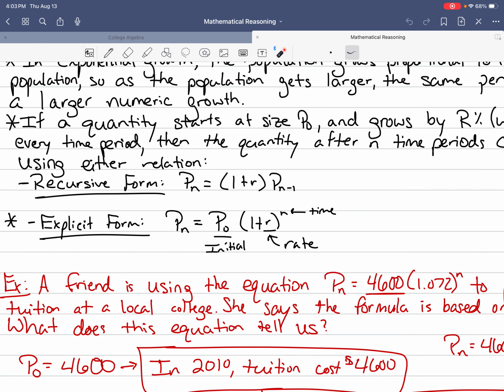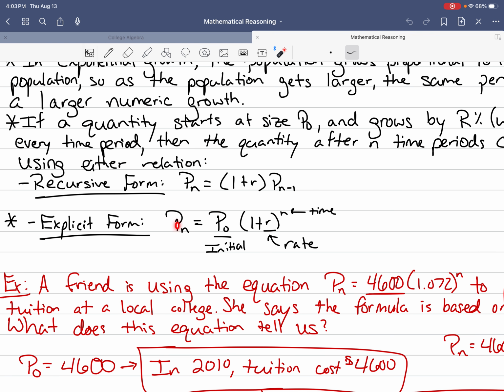So for the recursive form, we would do 1 plus our rate as a decimal times the amount that we had before, and that would be P sub n. But again, if we don't know the previous amount, then we've got to go this other route.